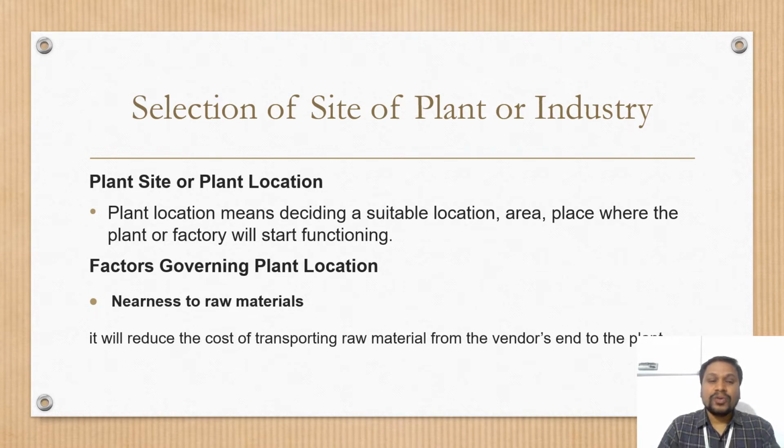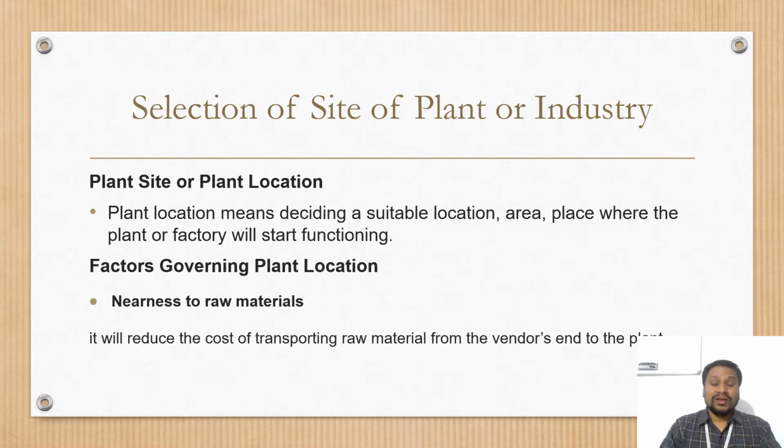Okay, so selection of plant site. So what is plant site? What is plant location? Plant location or plant site means deciding a suitable site, a suitable location or area where the plant or factory will start functioning.